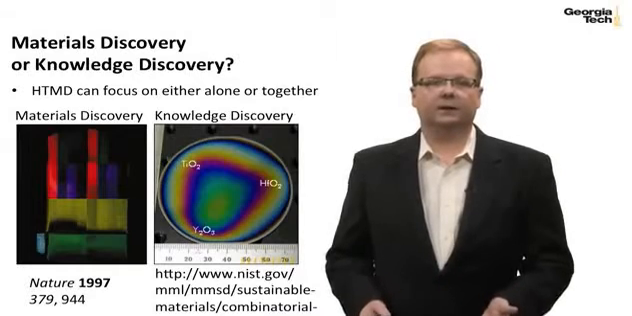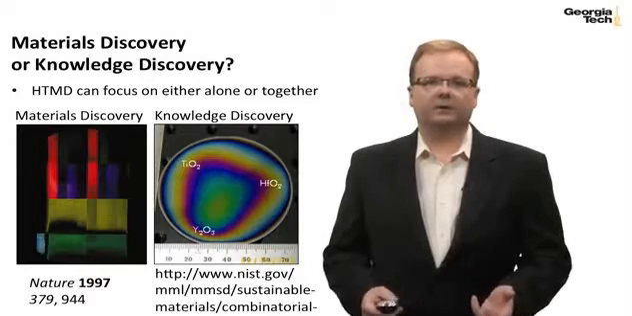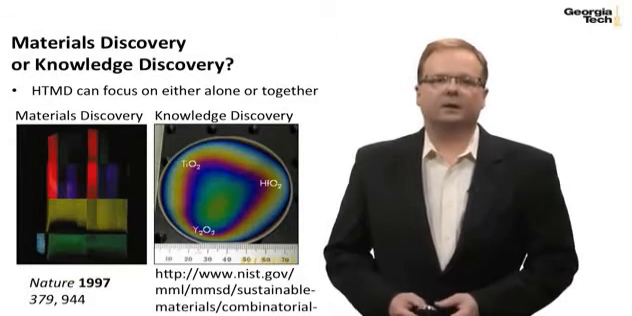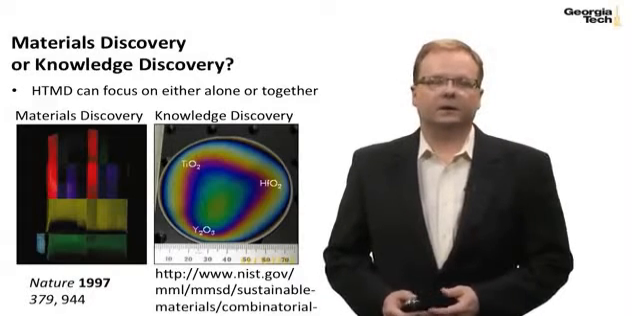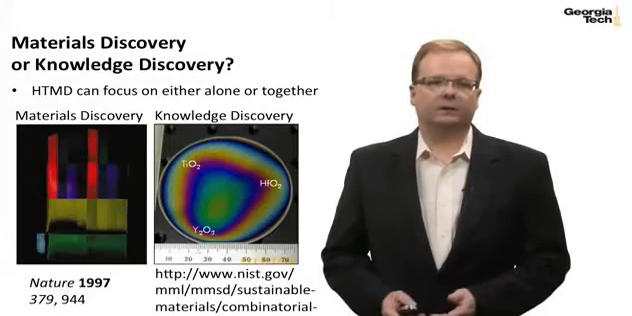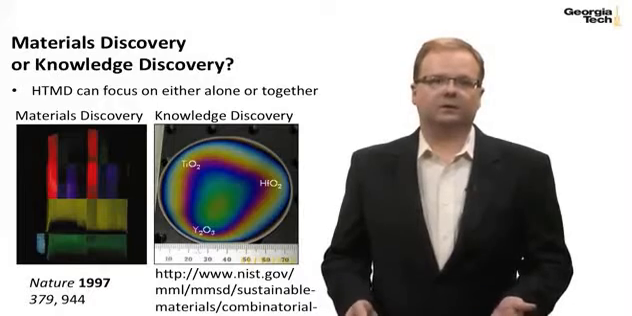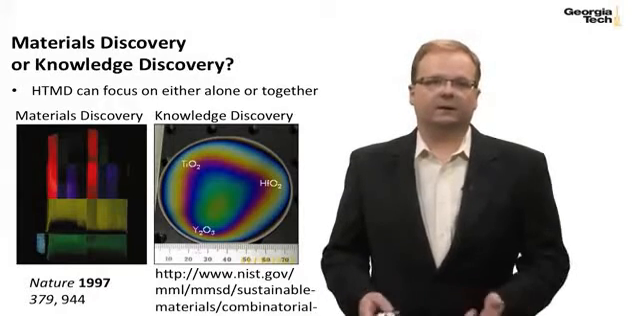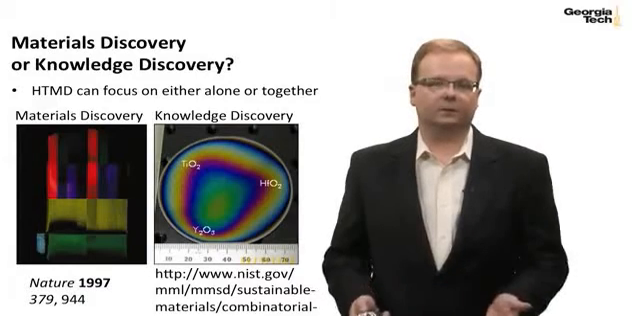But there's an equally important goal that people try to achieve with HTMD, and that is knowledge discovery. Here the goal is to not simply discover a material, but rather to discover relationships in materials, such as structure, property, processing relationships. So here you see a picture of a ternary or three-component gradient library of metal oxides. You could use this to discover the phase diagram, the phases that the three elements form together at different temperatures.